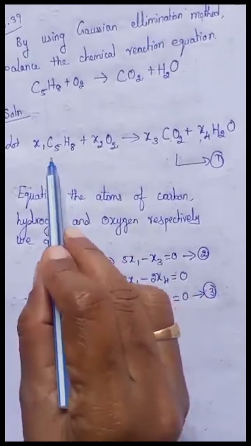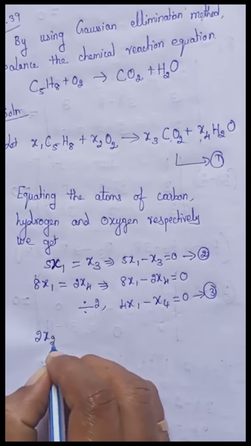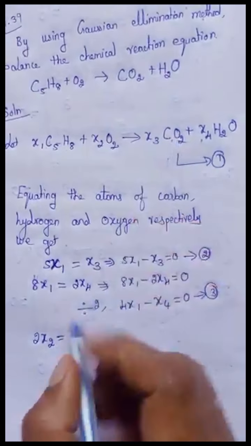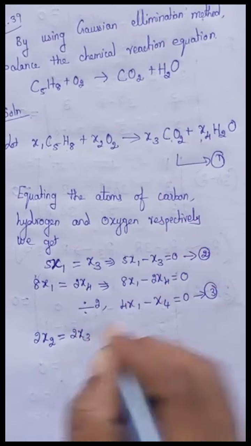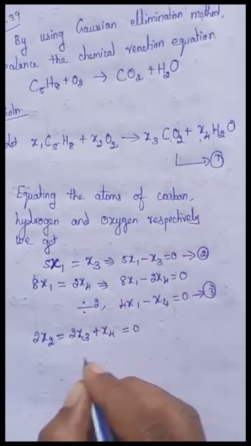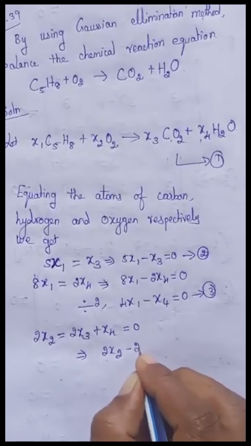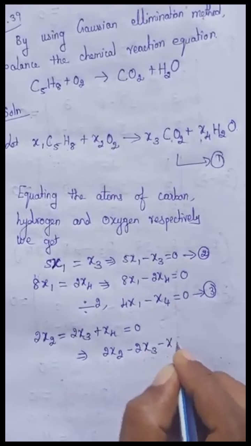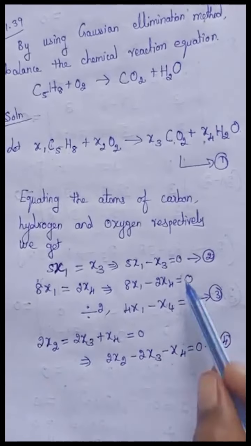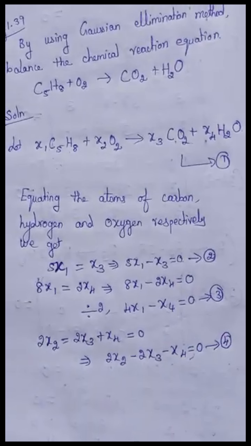Then oxygen atom. Here 2 oxygen atoms are there. 2x2 is equal to, then on the right hand side, 2x3 plus 1x4, so 2x2 minus 2x3 minus x4 is equal to 0. This is equation number 4. See, all the constant terms are 0. This is a homogeneous equation.